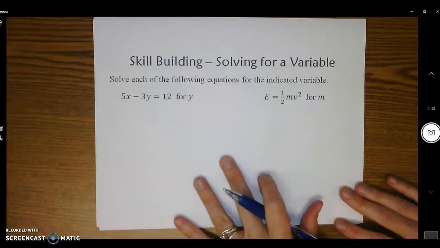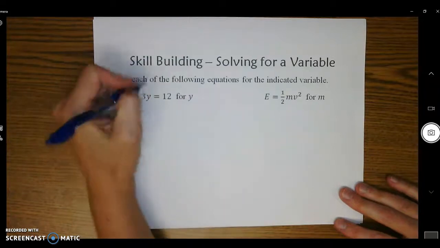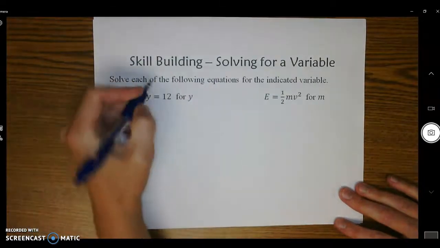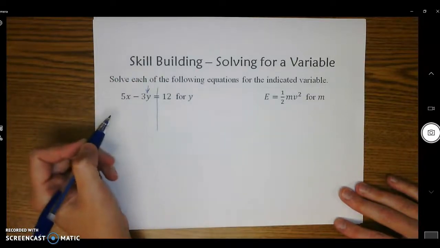Hello, today we're going to talk about solving for a variable. Solve each of the following equations for the indicated variable. So this one here, I want to get y by itself. That means I want everything else on the left side of the equation to disappear.